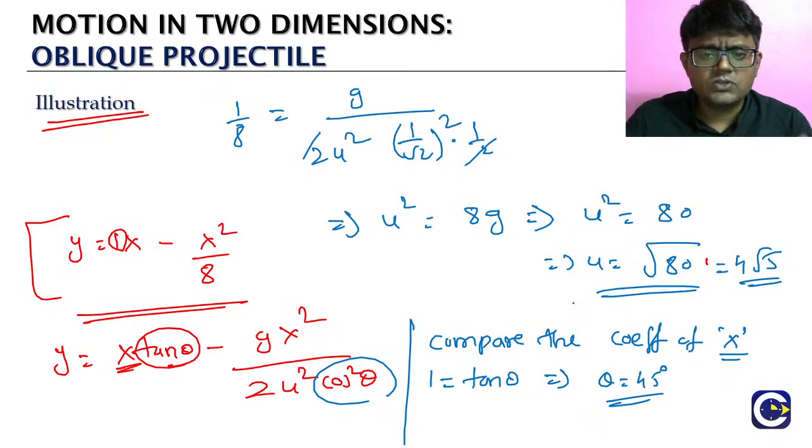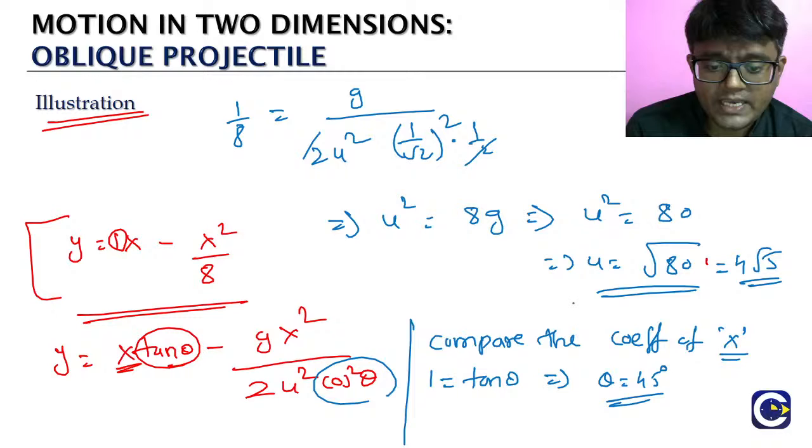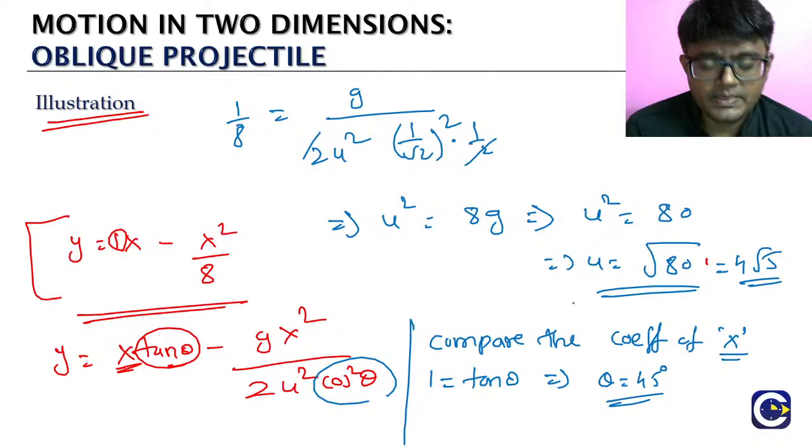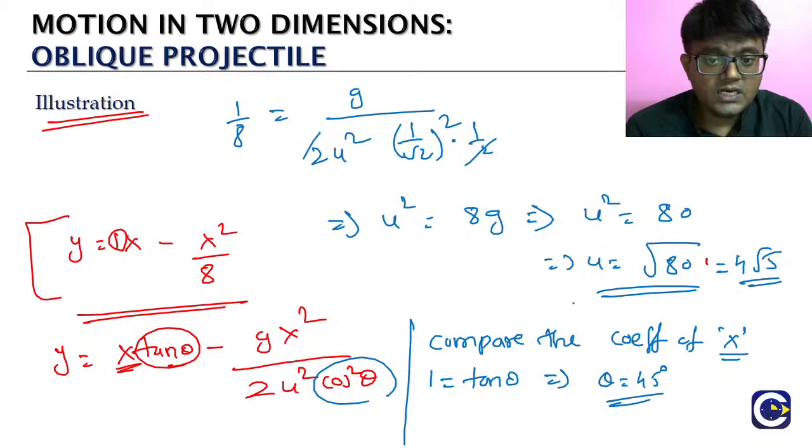So for this kind of question, we just have to compare with the standard equation of the oblique projectile. What is it? y is equal to x tan theta minus gx square by 2u square cos square theta. By comparing the equation, we will be able to get the theta value, and similarly we will also get the value of u.